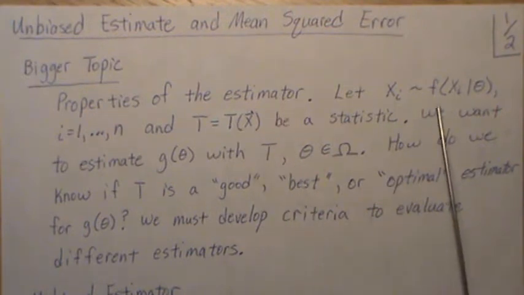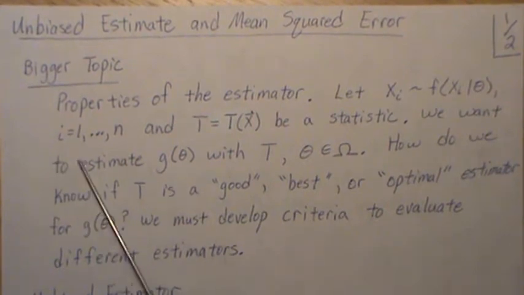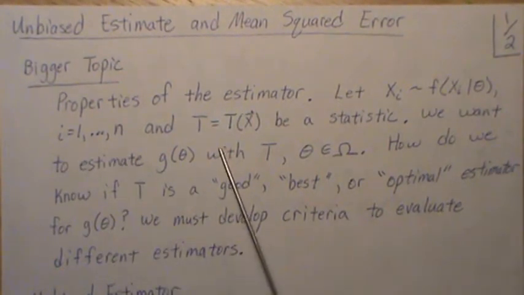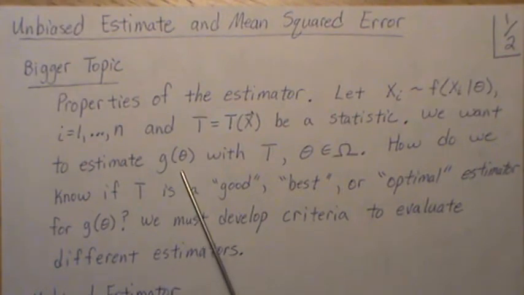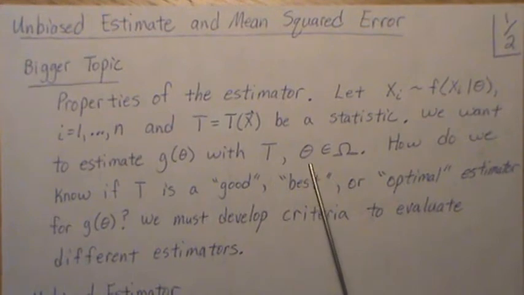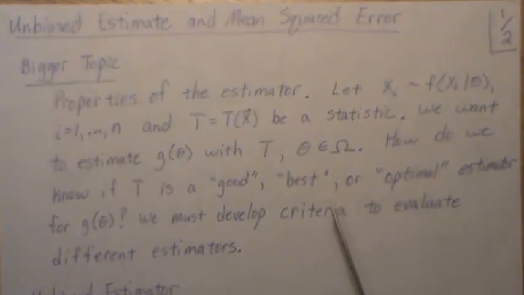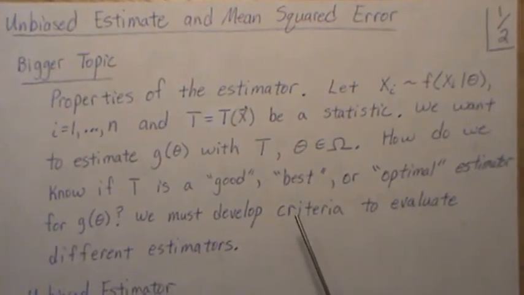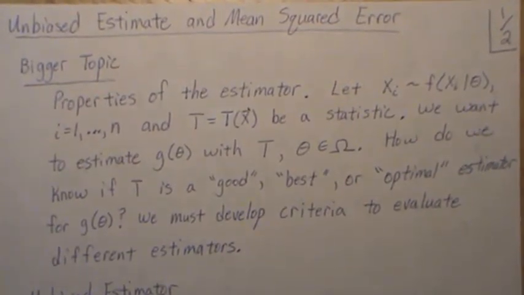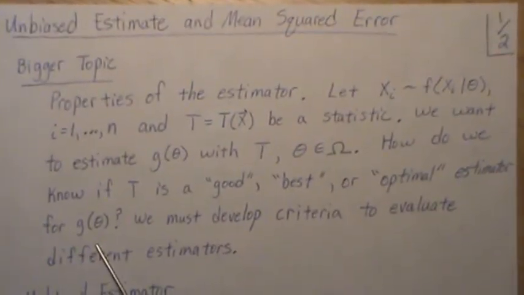Okay, so let X be distributed with some distribution, and we're going to take a sample size of n. Let T be a statistic. We want to estimate some function of our unknown parameter, theta, with our statistic. And we assume that theta lives in some parameter space omega. So how do we know if T is a good estimator, a best estimator, an optimal estimator for g of theta, what we want to estimate?